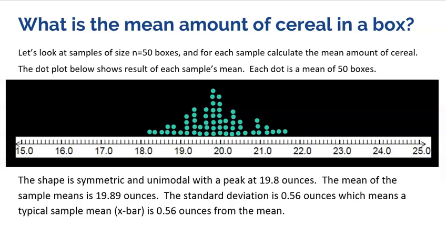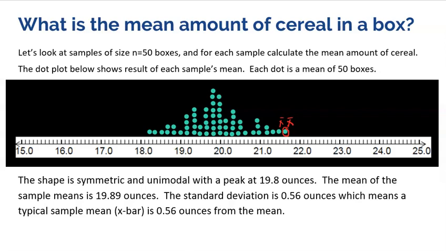Every single one of these dots is an X bar, another X bar, another X bar. So for example, this dot right here was a box that weighed, let's see, 1, 2, 3, 4, 5, 6, about 21.6 ounces, somewhere in that neighborhood, right? And then you may notice that there were a lot of samples that were right around 19.8. There are several of them stacking up there, right? That's kind of the center.